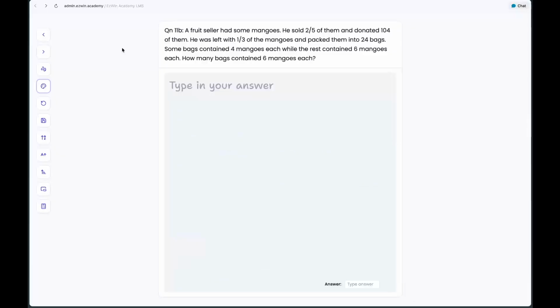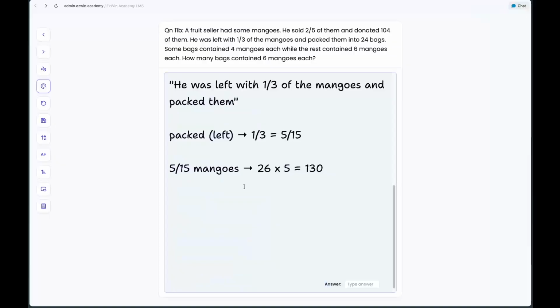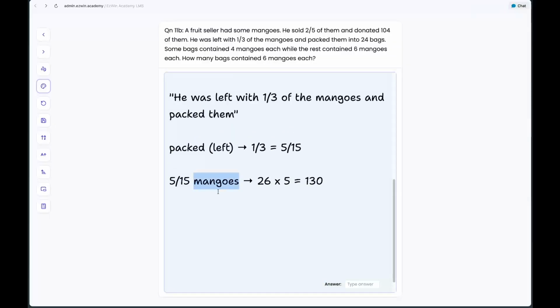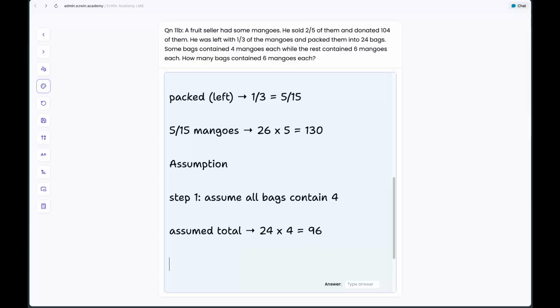All right. Question 11, part B. How many bags contained 6 mangoes each? So earlier, we know the number of packed mangoes is 130. We're going to use assumption because we have 2 values, 4 mangoes and 6 mangoes, and we also know the total. So step 1 is we want to assume all bags contain 4. The assumed total will then be 24 times 4, which is 96.